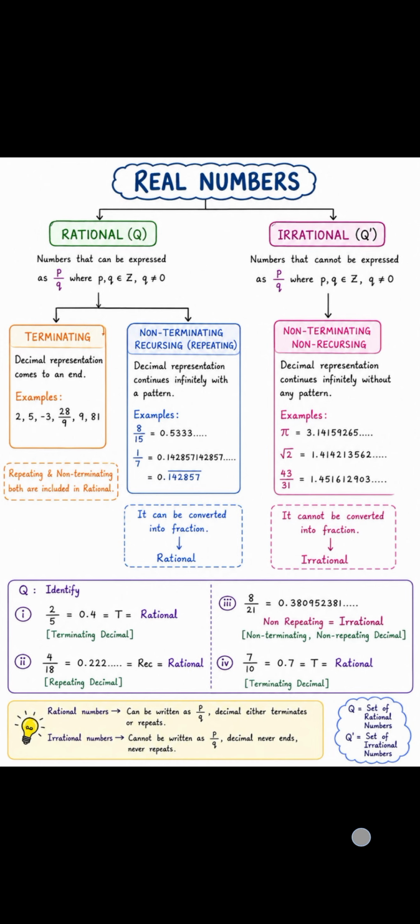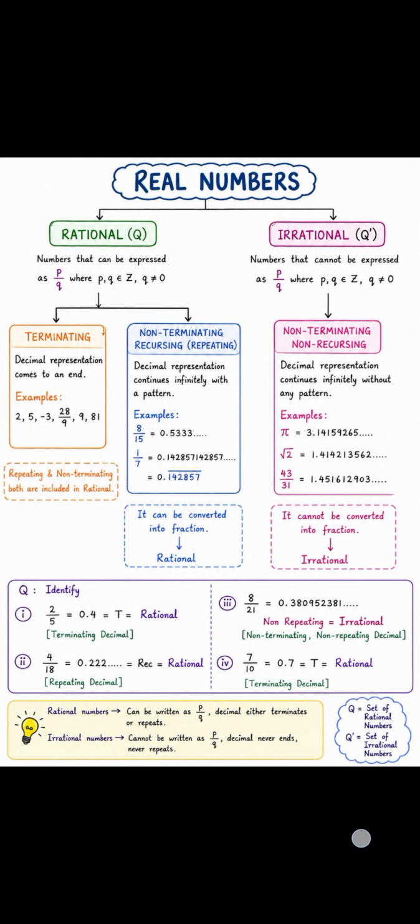Now, what are irrational numbers? These are numbers where we divide a number by another number and we get the answer in decimal form, but the decimal representation continues infinitely without any pattern. We don't have any pattern. The numbers are not repeating again and again. For example, we have pi. Now, what is the value of pi?